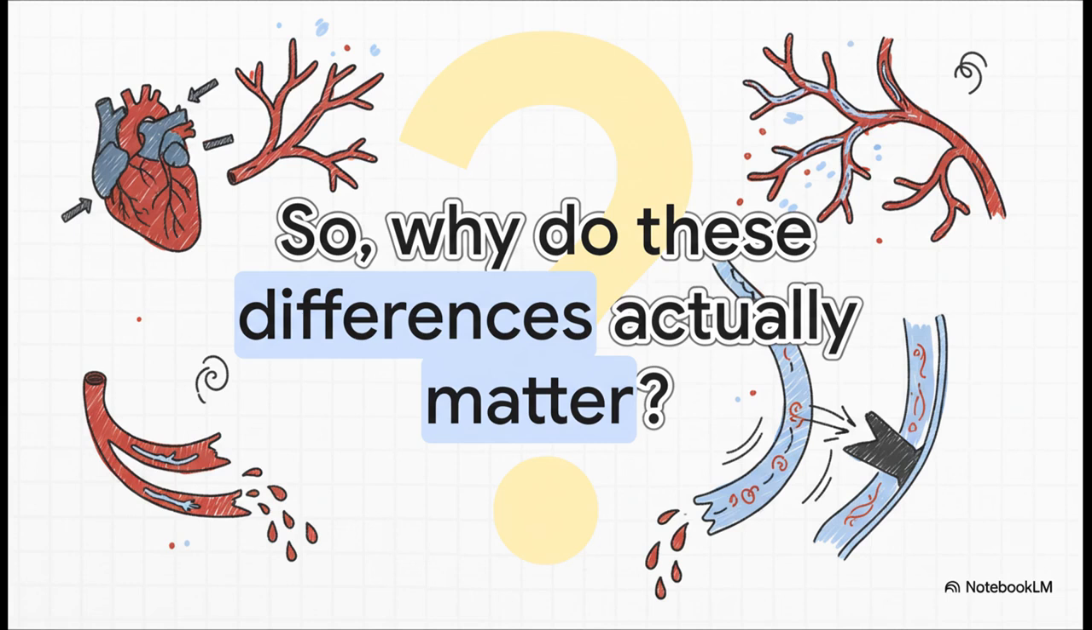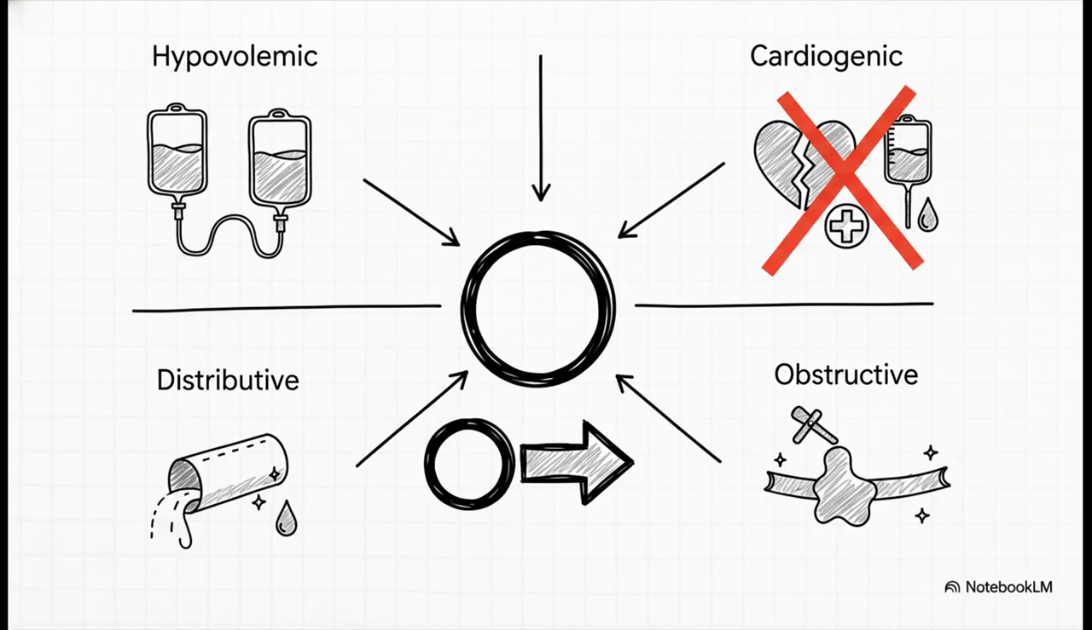Which, of course, leads to the most important question of all. So what? Why does knowing these differences actually matter when someone's life is on the line? And this is why it's everything. While the final result looks the same, cells starving for oxygen, these 4 types of shock are completely different problems at their core. You can't fix a broken pump by just adding more fluid. In fact, if you give a ton of IV fluids to someone in cardiogenic shock, you could make things catastrophically worse. Figuring out the type of shock is the absolute #1 key to giving the right life-saving treatment.